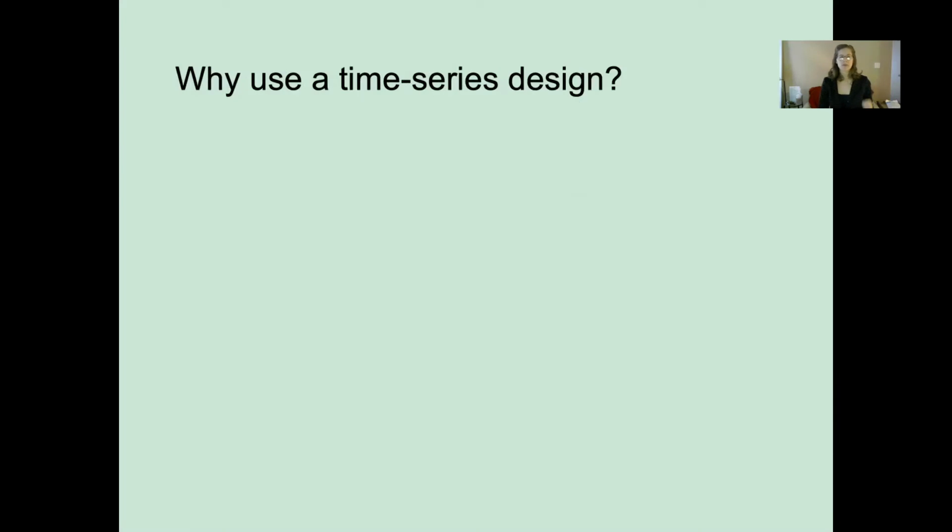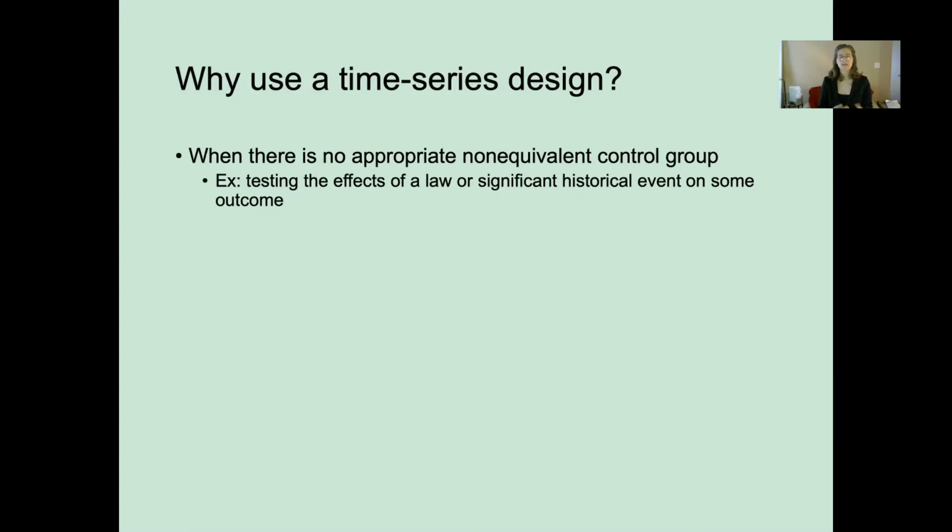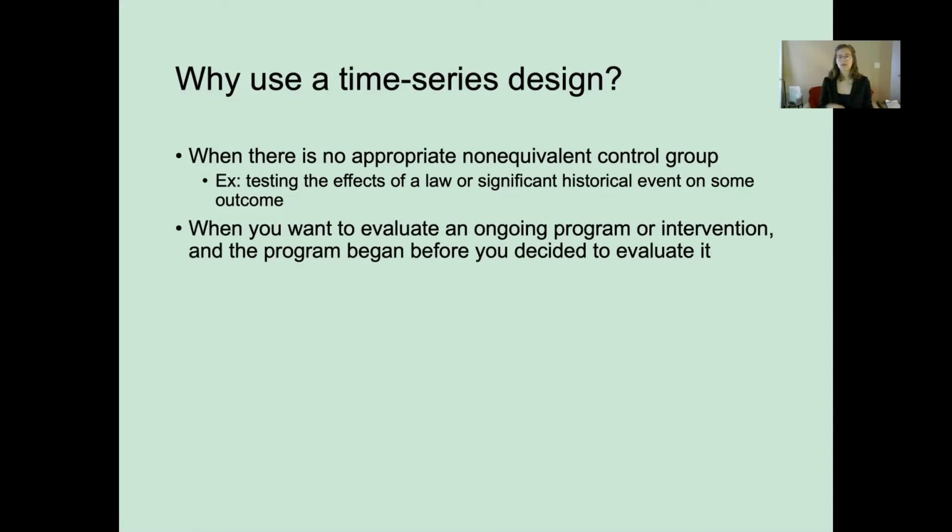So why, again, would we use a time series design? It's especially helpful when there are no appropriate non-equivalent control groups to compare to. So if we're looking at the effects of some kind of law or historical event on some kind of outcome, there's not always a good comparison or control group that feasibly works. Also, when we're looking at data retrospectively in the past, it can be especially hard to find a good equivalent control group too, since we didn't set up our comparison in the first place. If we're looking at data that's just kind of archival and already been collected by other people, we didn't design it, so it's hard for us to control anything.